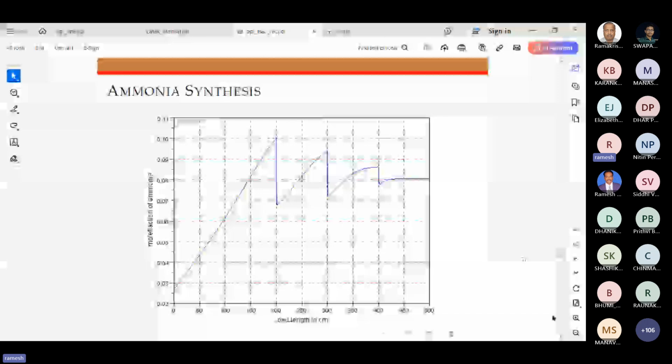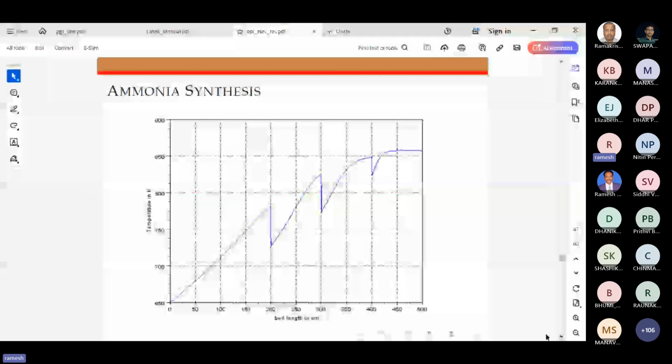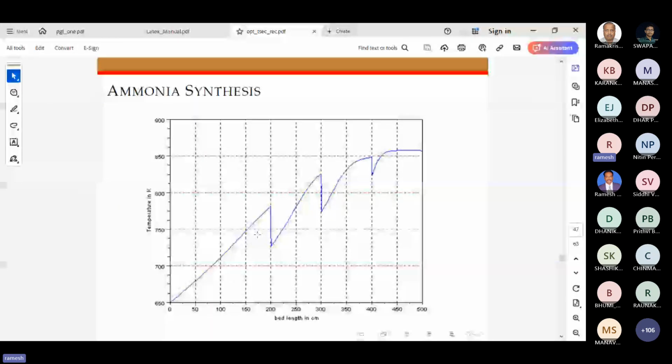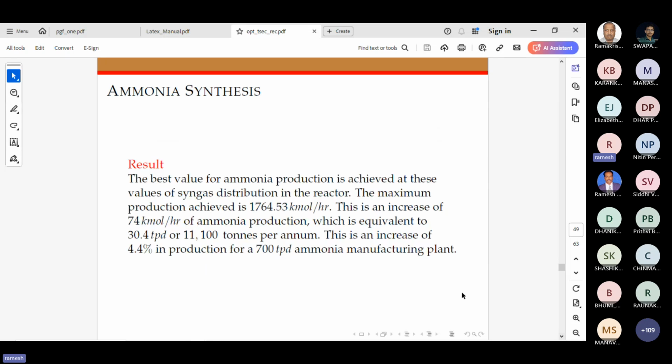This is how the temperature variation also occurs. Temperature rises, then it falls because the first quench stream has entered, so it cools down. In the second bed it again rises, then falls, like that. So these are the non-optimal values. And finally, after using genetic algorithms, we found the optimal values, and these are the results. The best value for ammonia production is achieved at these values of syngas distribution in the reactor.